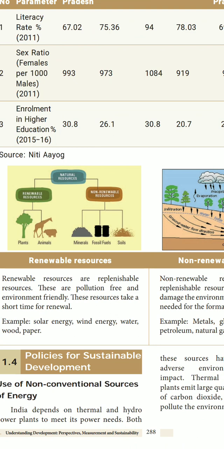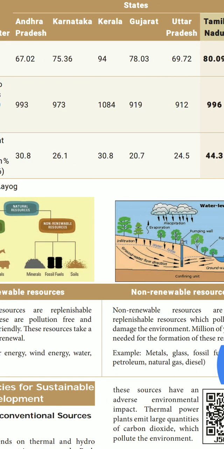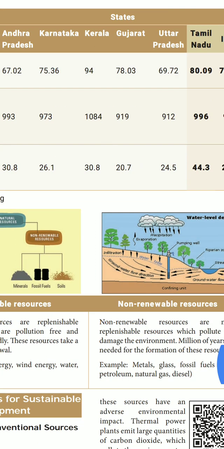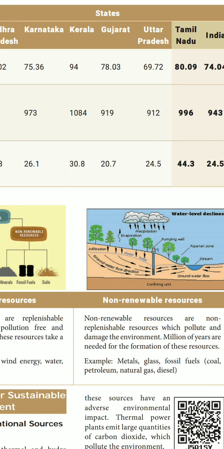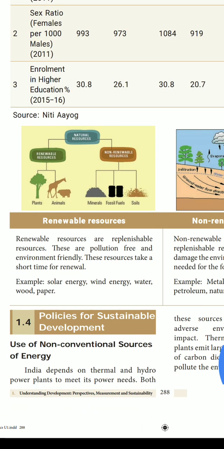Next, third one is the enrollment in higher education. How much percentage of people are educated at a higher level? In Andhra, 30.8 percentage. In Karnataka, 26.1. Kerala, 30.8 percentage. Gujarat, 20.7 percentage. In UP, 24.5 percentage. And in Tamil Nadu, 44.3 percentage. And in India, 24.5 percentage.